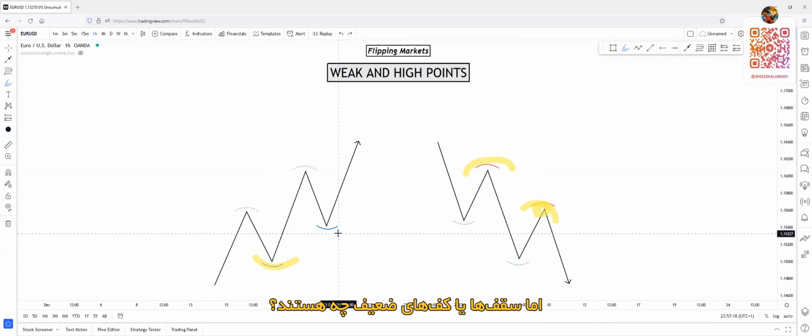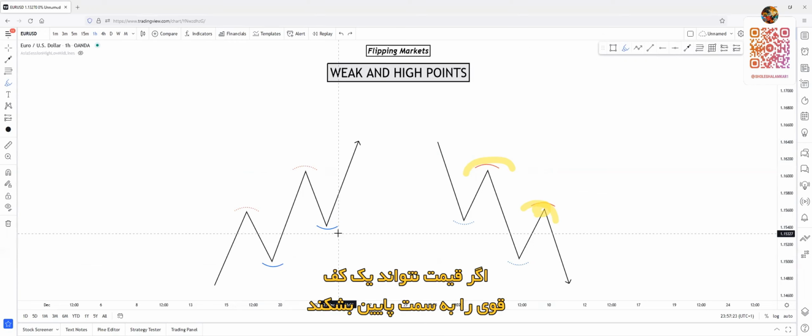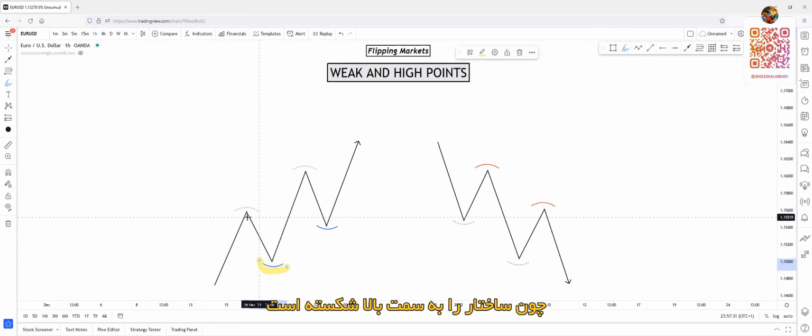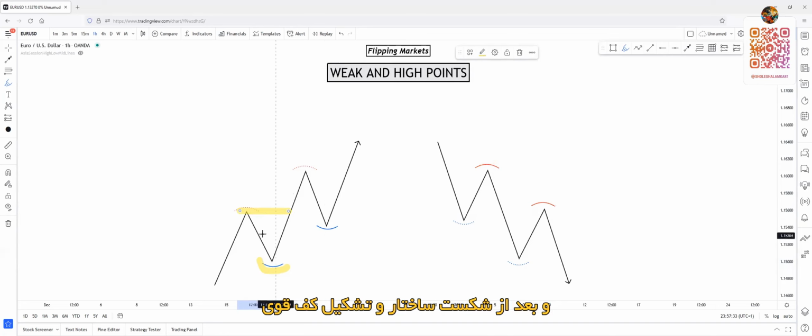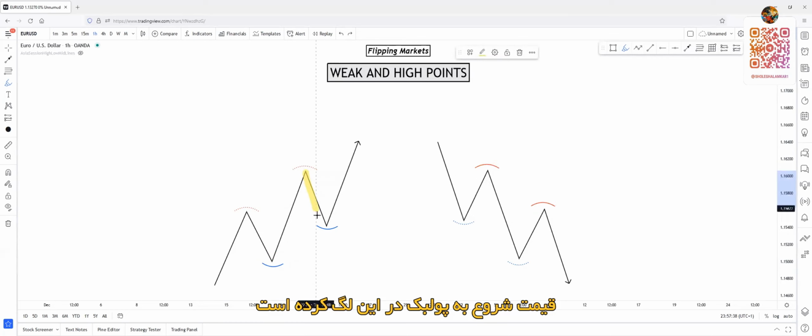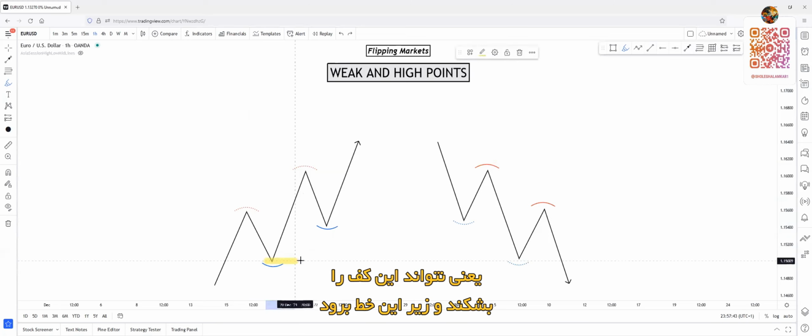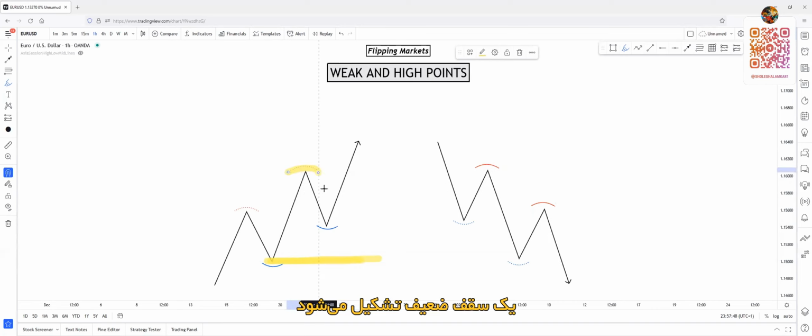Okay, but what do we call a weak high or weak low? In a bullish example, if price fails to break below the last strong low, it will create a weak high. So we have this strong low here because it broke structure to the upside here. And after the break of structure and the strong low has been created, price started to form a pullback on this leg. If this leg fails to break below the last strong low, which is this one, so it fails to break below this line, it will create a weak high. And as soon as this weak high breaks, it will create a strong low again, which is this one.